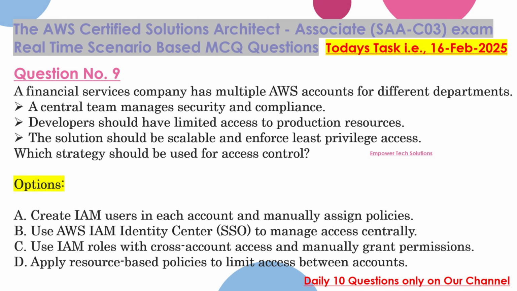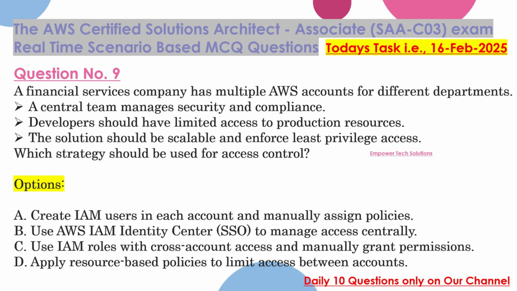Question 9. A financial services company has multiple AWS accounts for different departments. A central team manages security and compliance. Developers should have limited access to production resources. The solution should be scalable and enforce least privilege access. Which strategy should be used for access control?